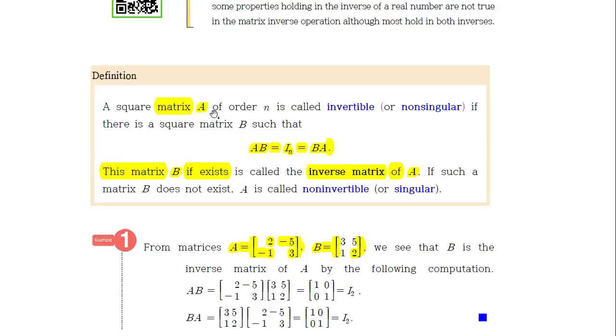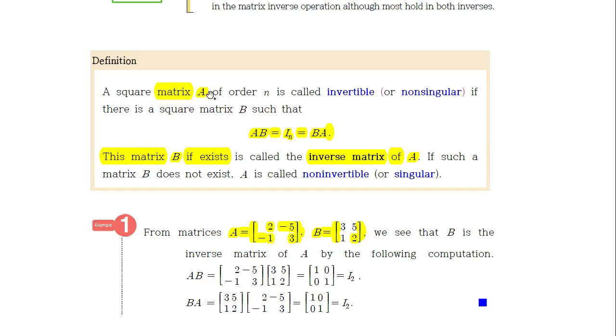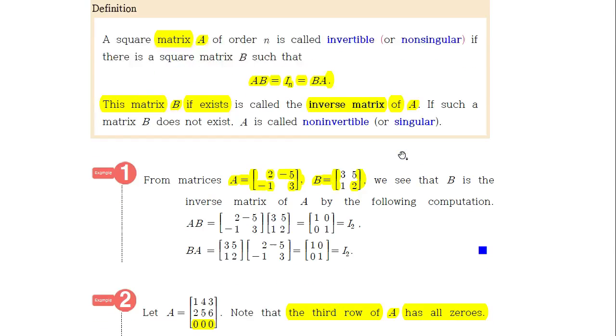A square matrix A of order n is called invertible if there exists a square matrix B such that AB is equal to the identity matrix and BA is also the same as the identity matrix. For an n by n matrix A, if there exists a matrix B that satisfies these two equations, then we call this matrix A invertible and this matrix B the inverse matrix of A. If such a B does not exist, then A is called non-invertible.